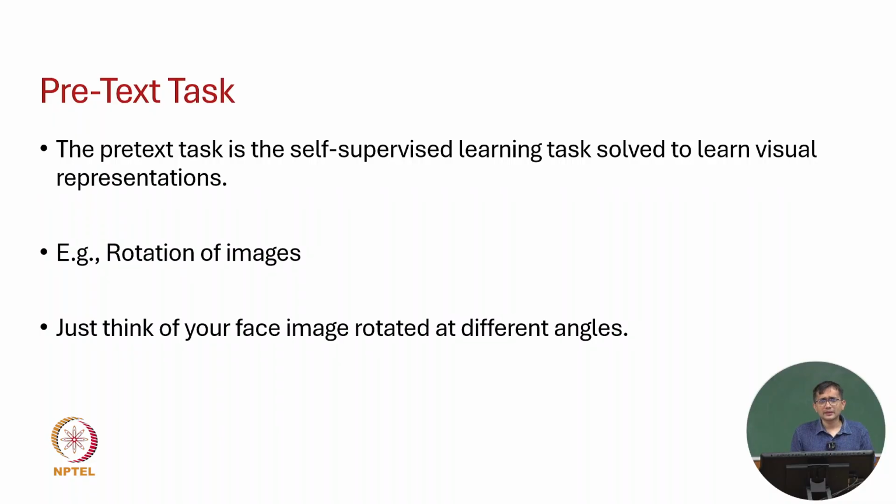You can think about the passport size image that you take at a photo studio, and if you rotate it at different angles, even if it is given to you, you'll be able to guess, okay, at what angle this has been rotated, right? So this can also be given to a network to guess, okay, what was the rotation angle? Is it 90 degrees? Is it 180 degrees? Is it 270 degrees? And these different rotation angles correspond to different classes.